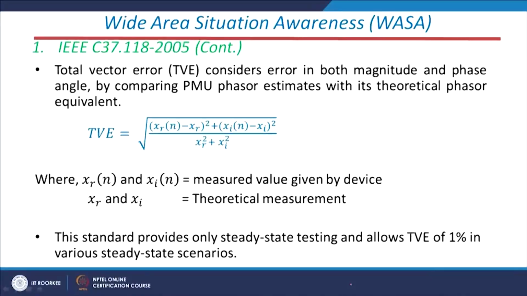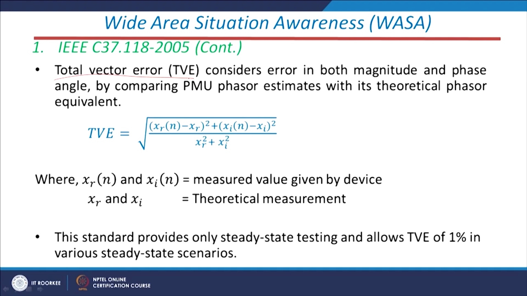That is the reference point. With respect to that, the phase angle of the voltage and current is calculated or estimated inside the PMU. In this section we will see IEEE C37.118, which tells about the TVE. TVE stands for total vector error.